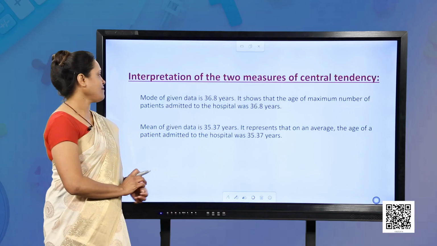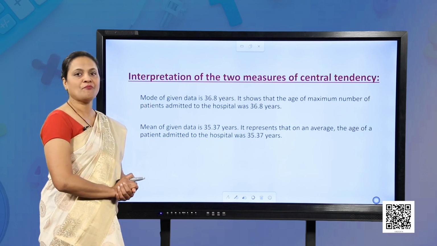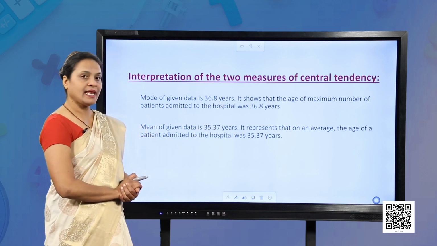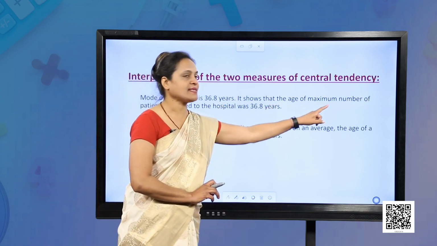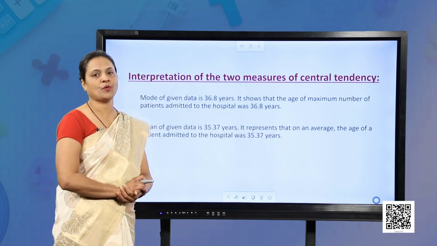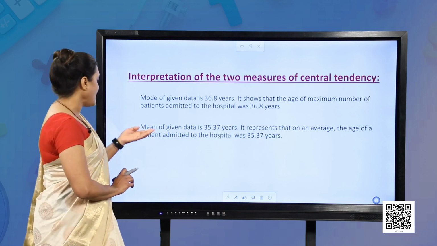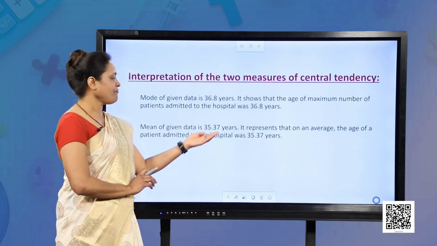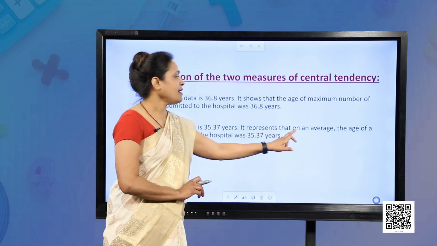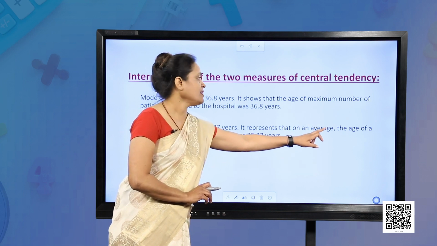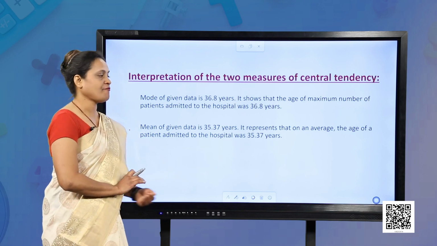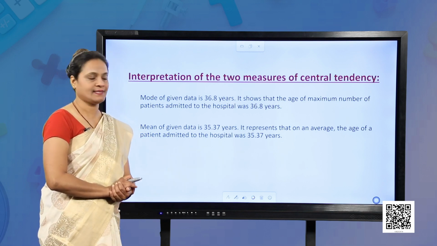Now we are going to interpret these two measures of central tendency which we have calculated in this question. The first was mode. The value of mode we got was 36.8 years. The meaning is that the age of the maximum number of patients admitted in the hospital was 36.8 years. The value of mean we got was 35.37 years. The meaning is that, on an average, the age of a patient admitted to the hospital was 35.37 years.